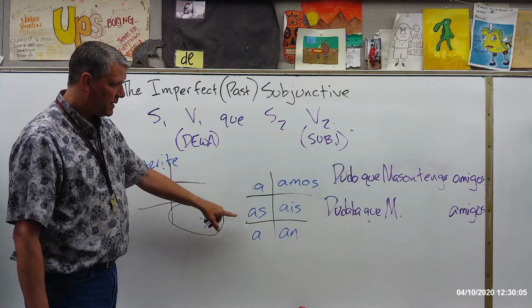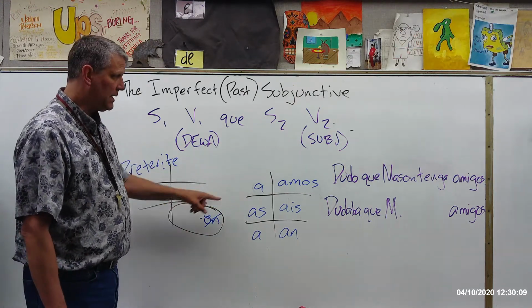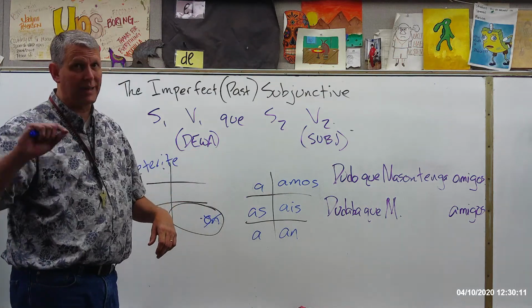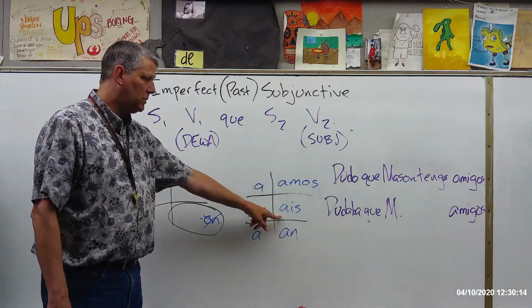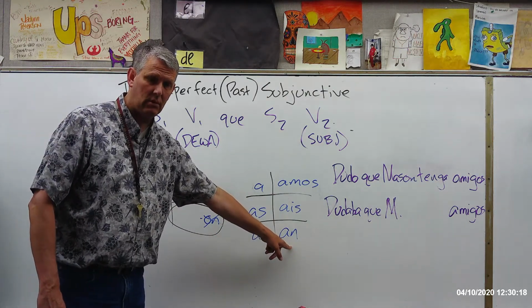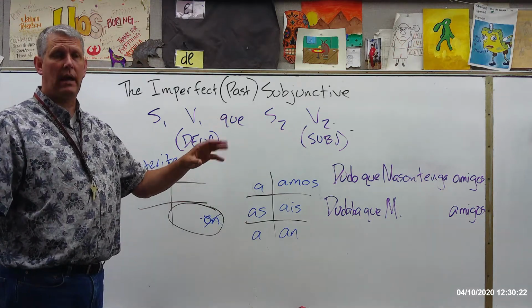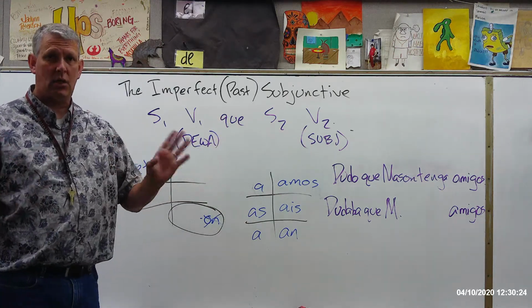Tú form, comieras. Usted, comiera. Nosotros, comiéramos. There's an accent on that E, comiéramos. Vosotros comierais. And ellos comieran, with an A-N. And now the nice thing is, these endings work for any kind of verb. Doesn't matter, A-R, E-R, I-R, it's all good.